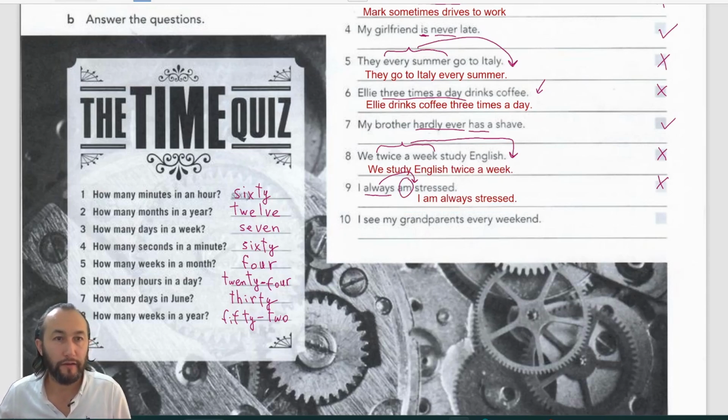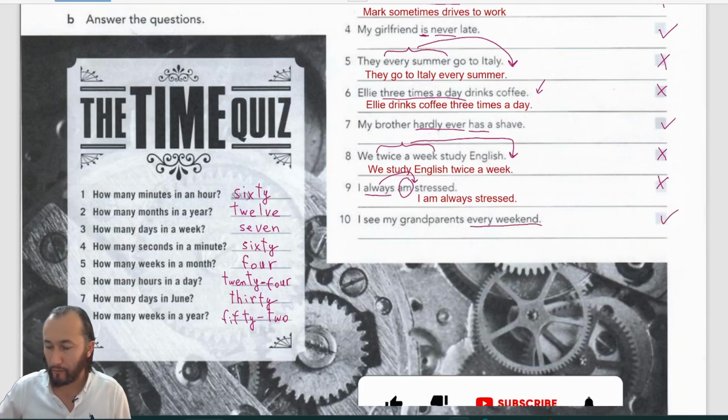Number 10, I see my grandparents every weekend. Hey, that's correct. Every weekend is an expression of frequency that's coming at the end of the sentence. That's very beautiful. So now we're going to tick it. And that's it. I think we're done.